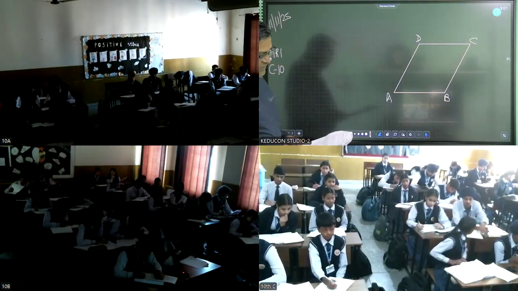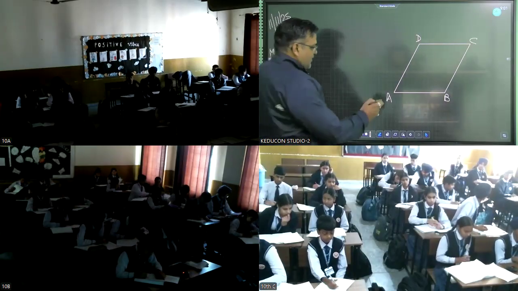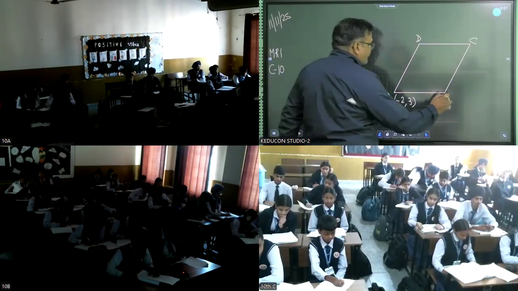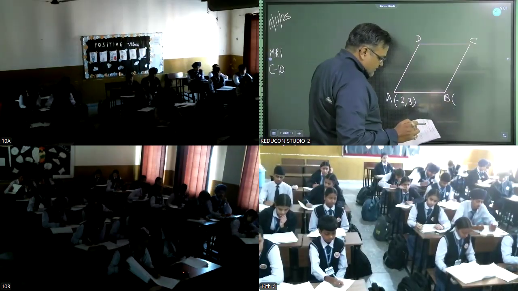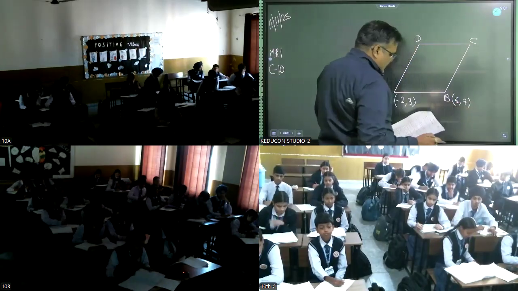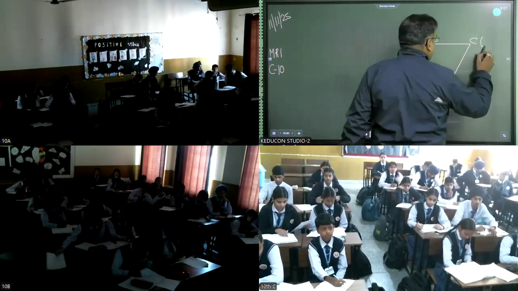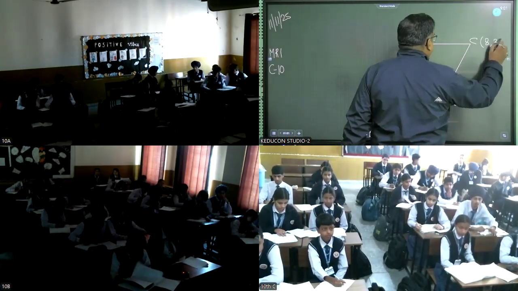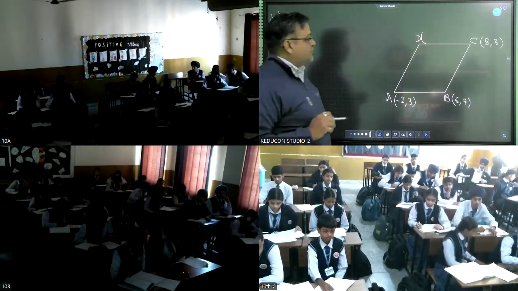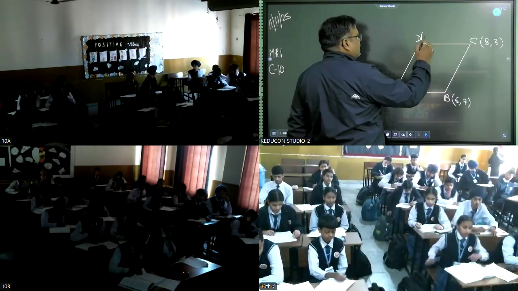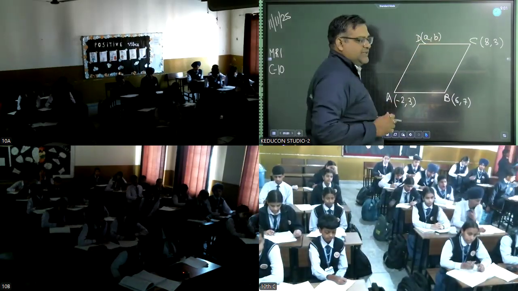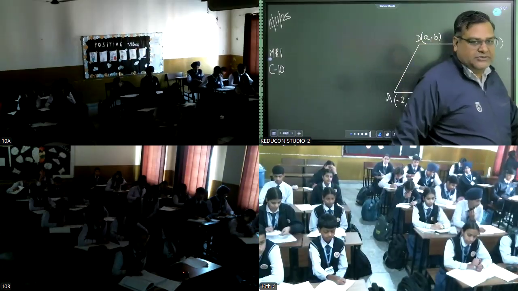This question is, students, very, very important. Three vertices are given, A is minus 2, comma 3, and B is 6, comma 7, and C is 8, comma 3. We have to find the fourth vertex, right? Now, how to find the fourth vertex? Let this vertex be a, comma b, right? Can anybody explain to me how to do this question?